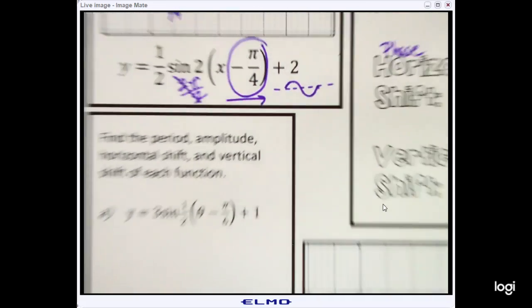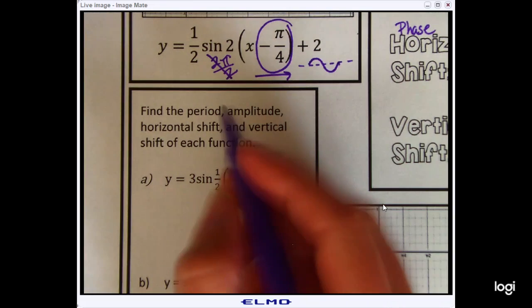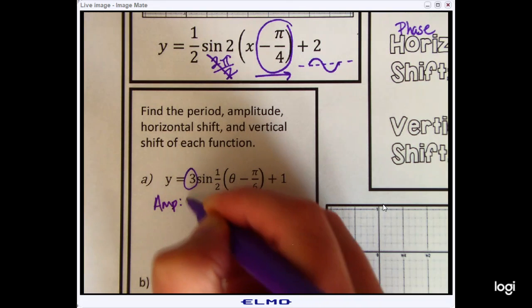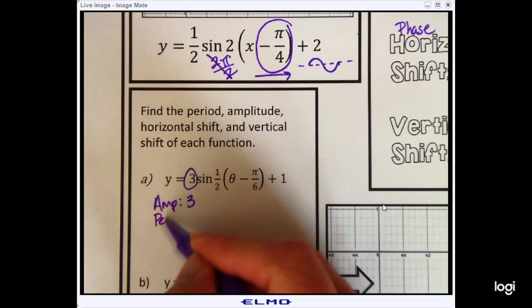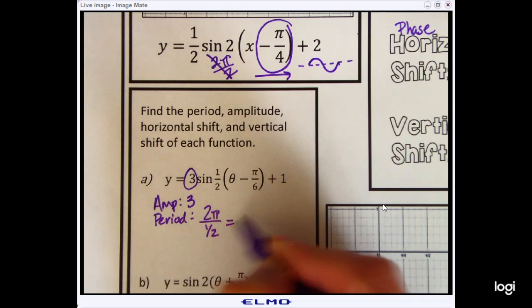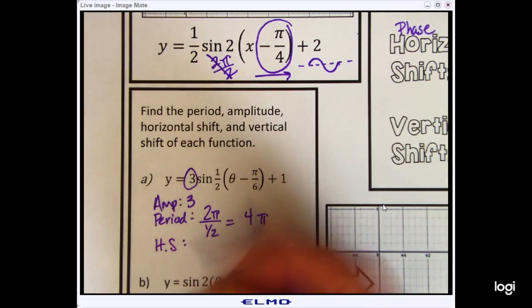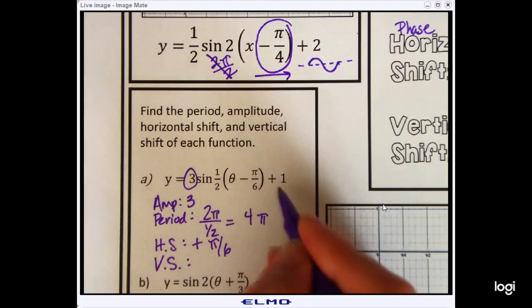Let's do our own here. Find the period, amplitude, horizontal shift, and vertical shift. Well, the amplitude is 3. The period is 2 pi divided by half, which is 4 pi. Our horizontal shift is plus pi 6, it's the opposite. And our vertical shift is up 1.